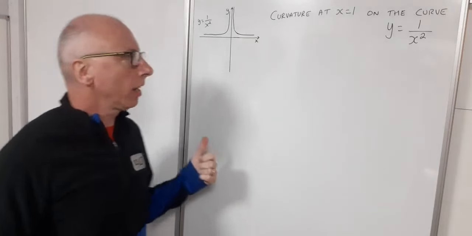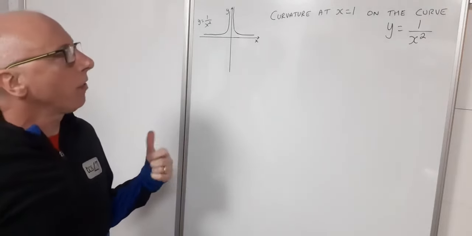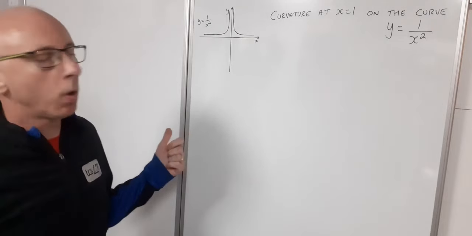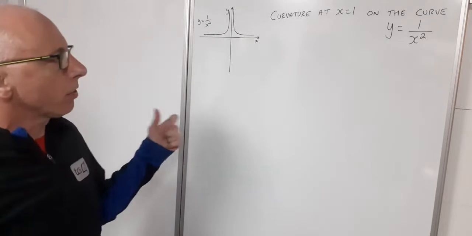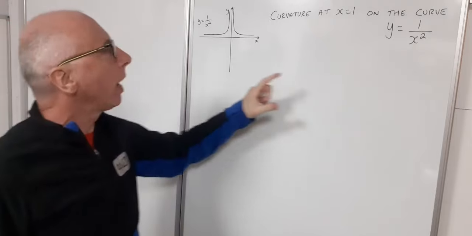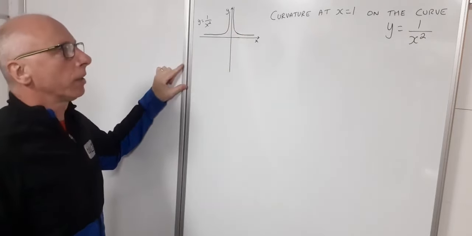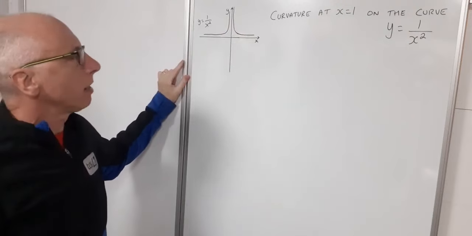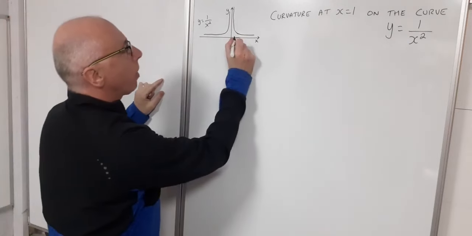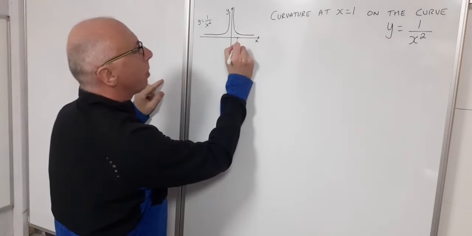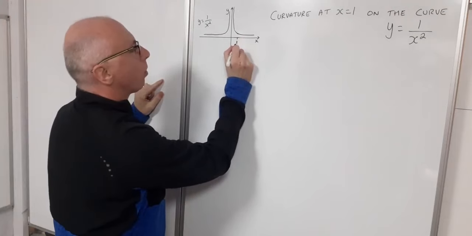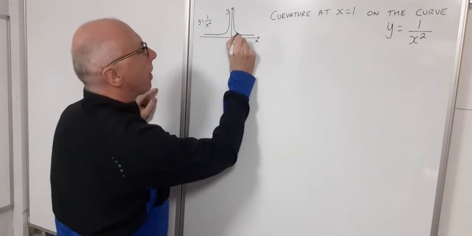So in this question here, we want to calculate the curvature of this curve at x equals 1. Now the curve is the graph of y equals 1 over x squared, which we've got here on this diagram. Now the curvature, what that represents is, we want to get the point on the graph where x equals 1. So let's put that there. That's x equals 1. So let's just write that on.